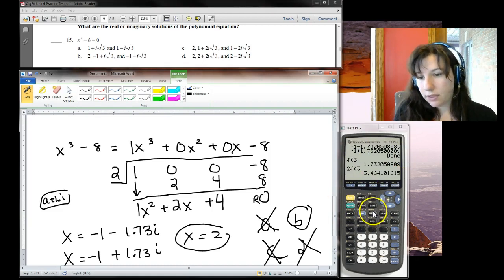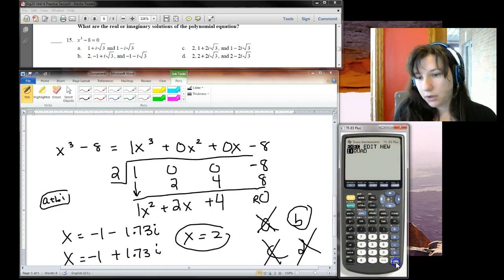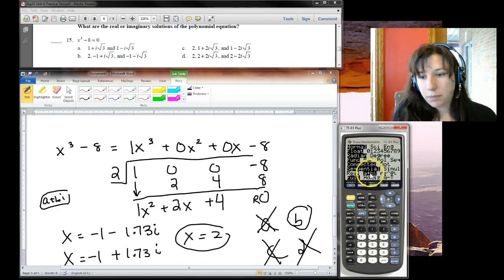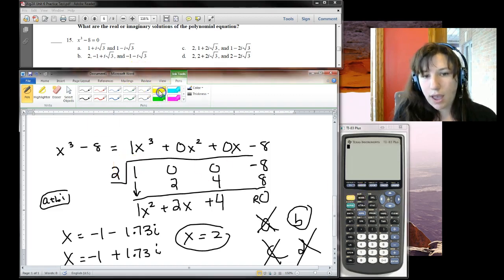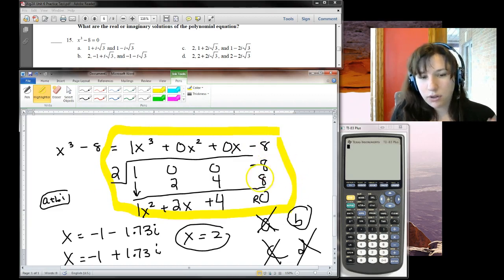Good, if you don't have the quadratic formula programmed, there's a video posted showing you how to do it. If you need to have imaginary numbers, make sure you push A plus BI, and there's also a video showing you how to do synthetic division here in case you need a little bit of a refresher.